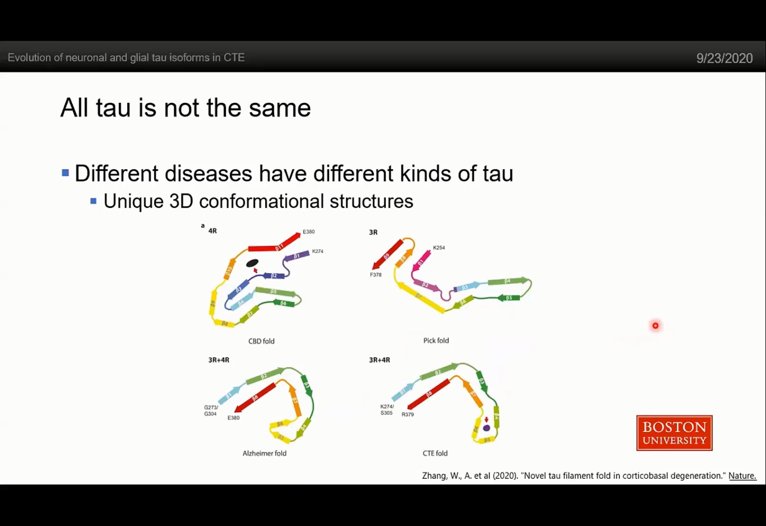Additionally, there have been several studies that have looked at the conformational structure of tau itself among different diseases, and the 3D conformational structure, looking at the crystal structures, can be quite different, even in very related diseases. So again, just because it's phosphorylated in different areas, the structure of the tau itself can be quite different.